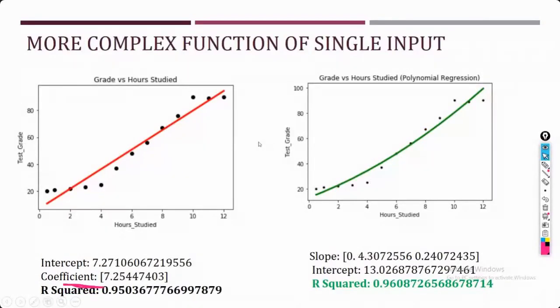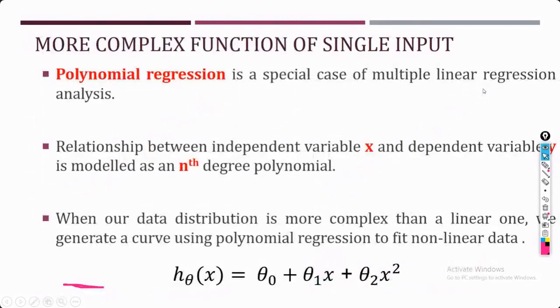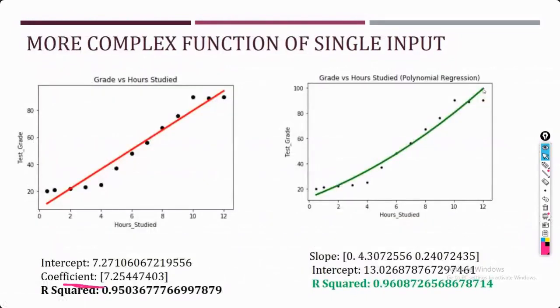In the same example, here I have covered this using a somewhat curved line. So instead of 0.95 it has increased to 0.96, because I have applied very little variation. If you apply more variation, it is going to be closer towards 1. But here I have applied only a little variation, so that's why it's getting 0.96.